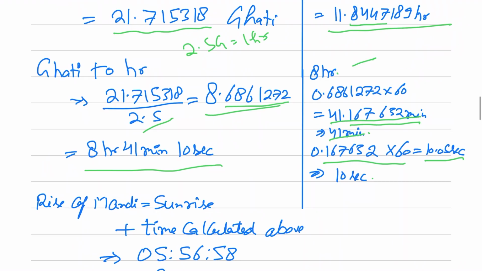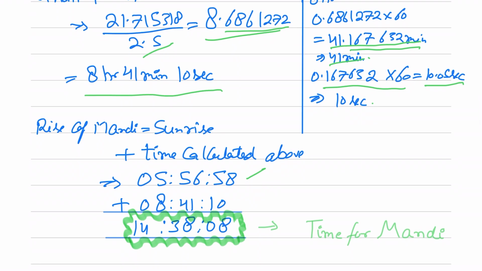So the rise of Mandi will be sunrise plus the time calculated above. So sunrise was 05:56:58, and then we add the value 8 hours 41 minutes and 10 seconds to it. So the time of Mandi is this. For any calculation which we do for the position of Mandi, we use it as the time of birth for Mandi for ascendant calculation. This is for our Guruji, and it was for day births.